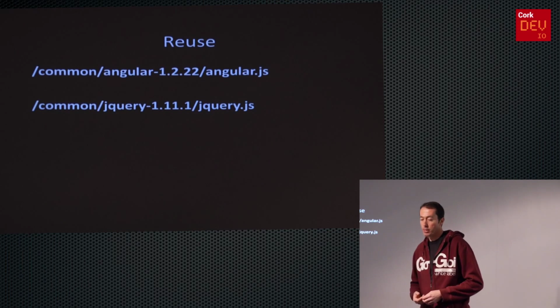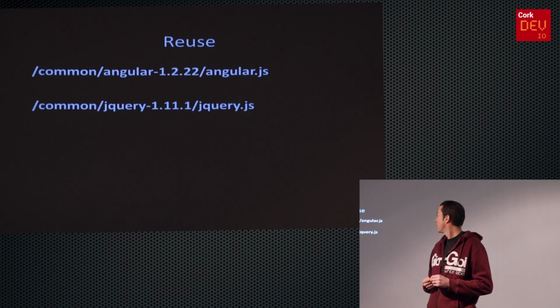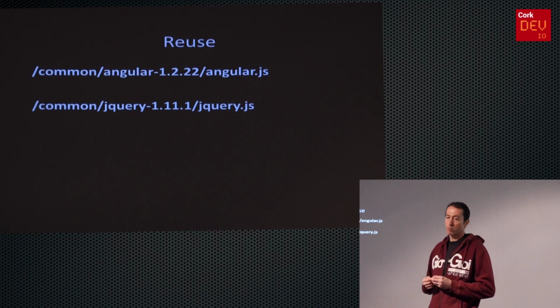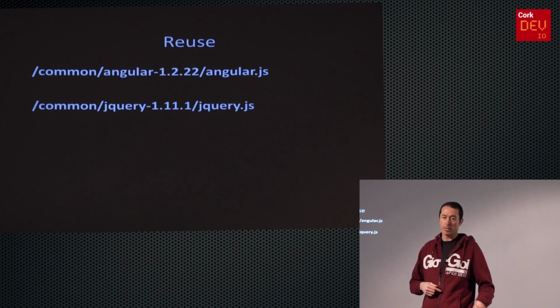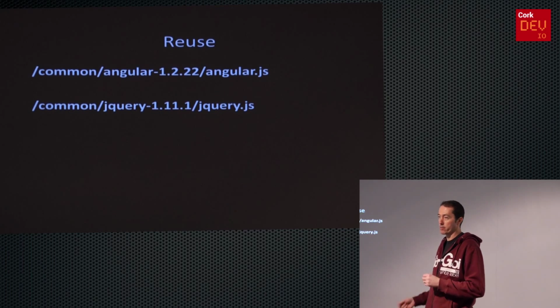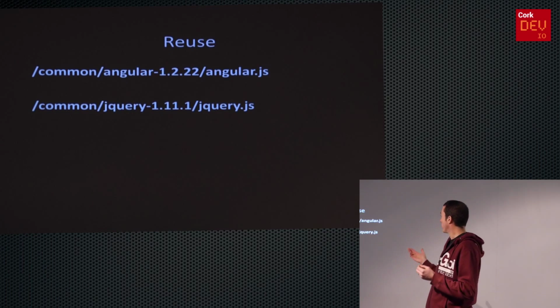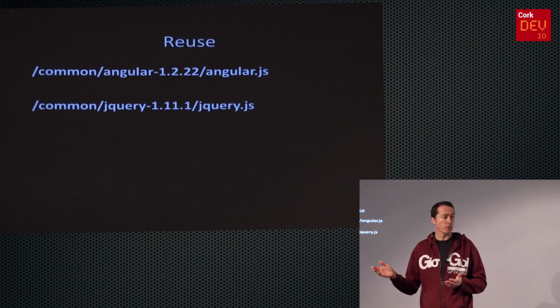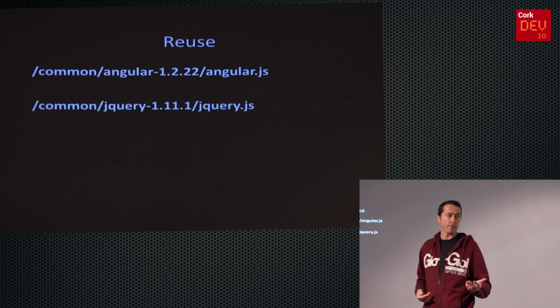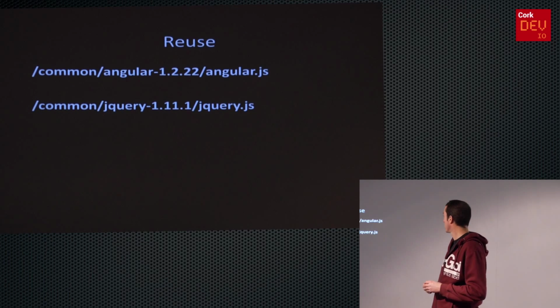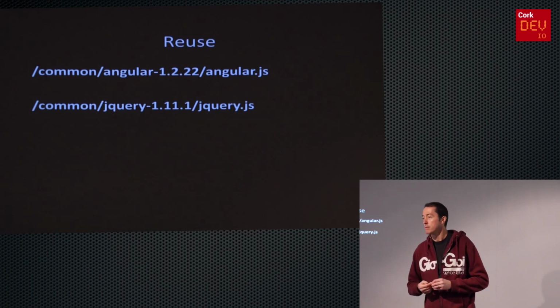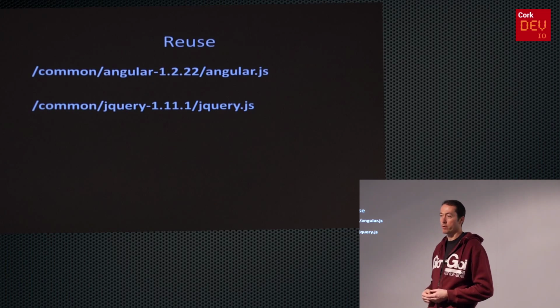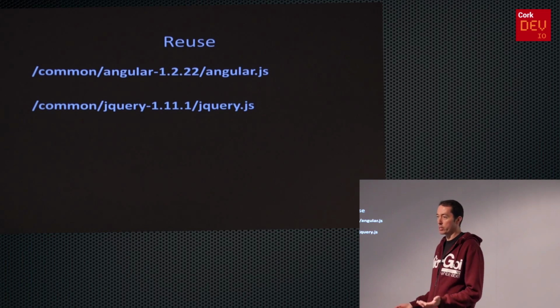And then reuse. So don't have Angular version 1.2.21 in one page of your site and 1.2.20 in another page and 1.2.22 in another one. Settle on one version and put it in a common folder so that all your pages can benefit from somebody having downloaded it once. Same with jQuery. Something like jQuery, you can use a CDN because it's so popular. Chances are someone is going to have it from their Gmail account anyway.